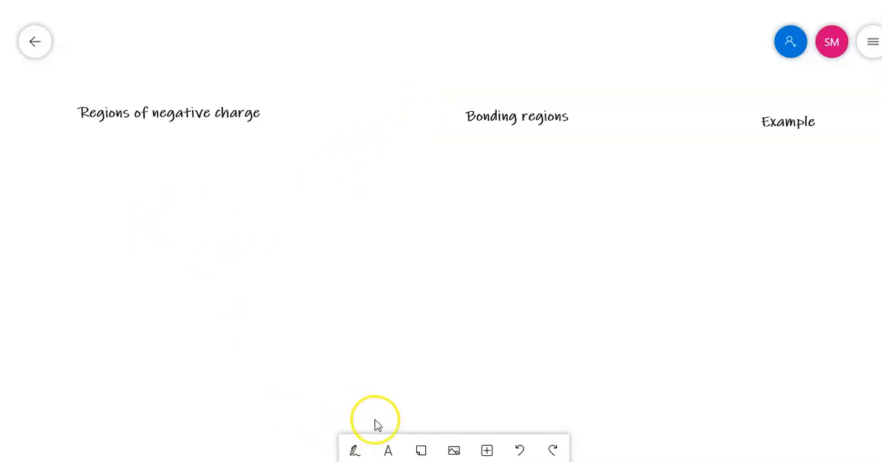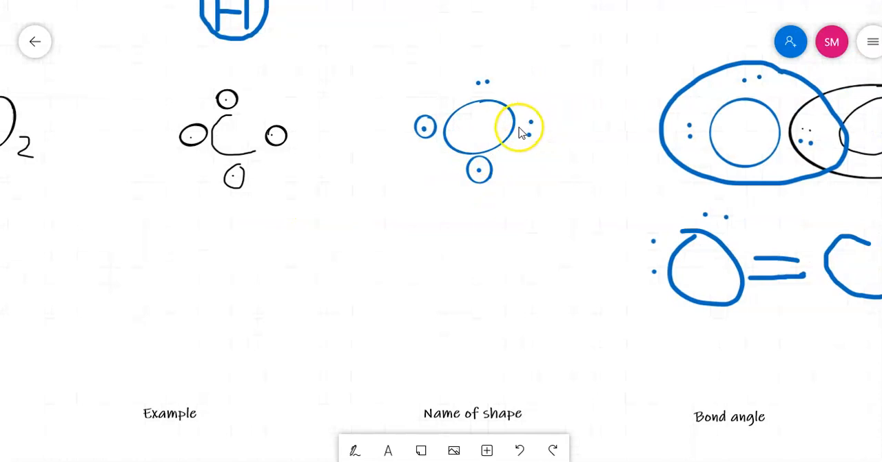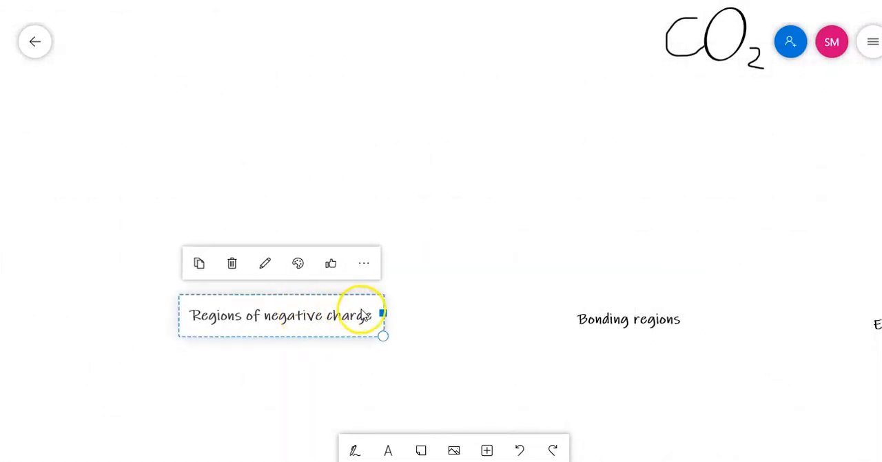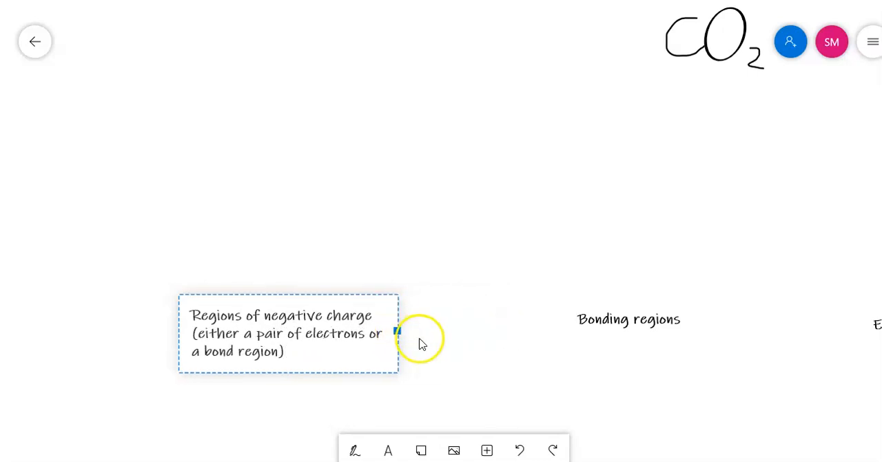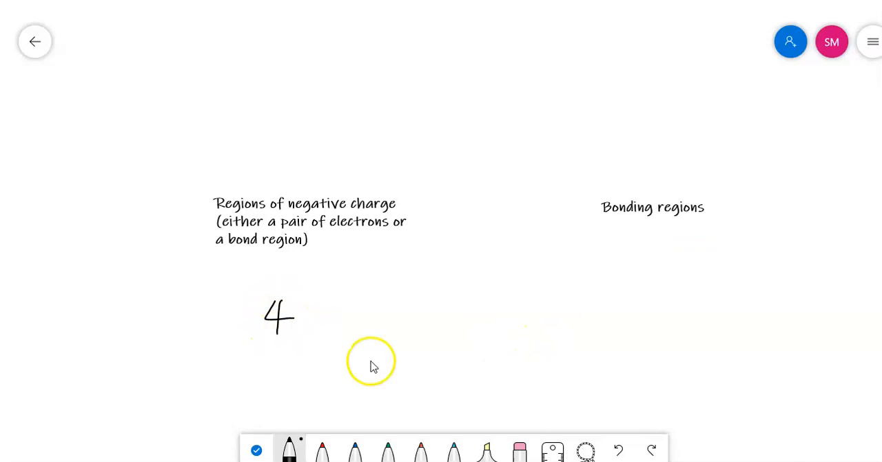There can be regions of negative charge that will either be electrons. If you see a pair of electrons, that is a region of negative charge, or a bond. The bond could be a single bond or a double bond. It's still just one region of negative charge. So regions of negative charge are either a pair of electrons or a bond region. In this case, we'll start with 4. If we've got 4 regions of negative charge, bonding regions, so this is anytime there's a single or a double bond, we'll say there are 4 bonding regions.